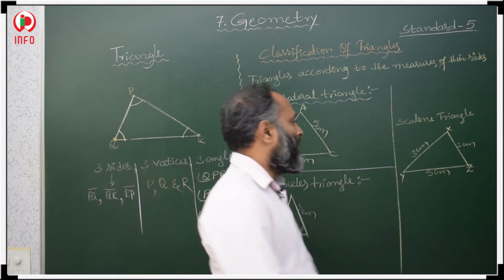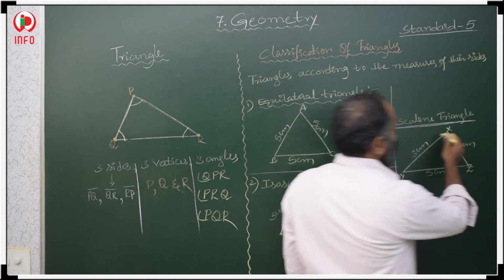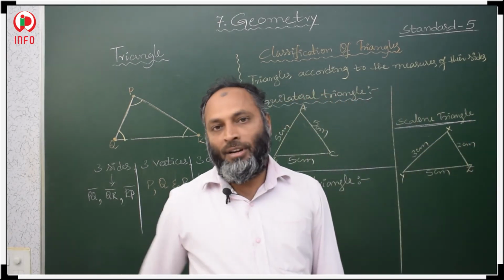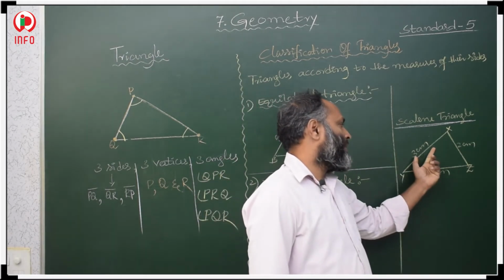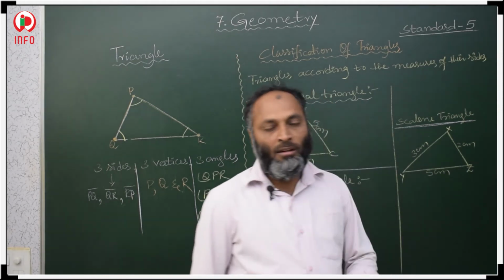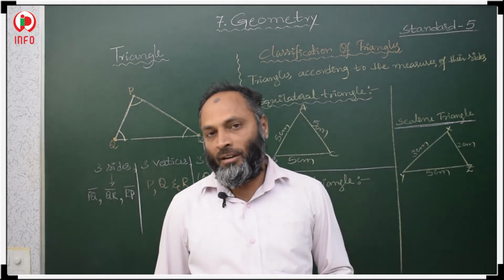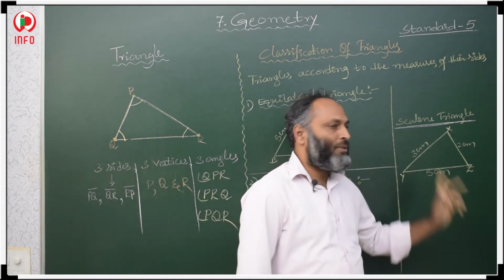In a scalene triangle, all the three sides are different in length. So they are not equal. See, if one length is 3 centimeter, the other is 5 and another is 2 centimeter. All the three sides are in different lengths. These types of triangles come under scalene triangle.